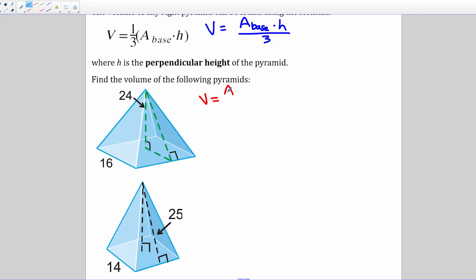So starting off with question number 1, I'm going to go ahead and use the formula that I had set up. Volume is equal to the area of your base times your height divided by 3. Since we are working with a square base pyramid, we know that the area of your base has to be 16 times 16. So we've got volume is equal to 16 squared times your height in this case, which is 24. And then we're just going to divide that answer by 3. Once I pop that into my calculator, I get an answer of 2,048 units cubed, or you can say cubic units.